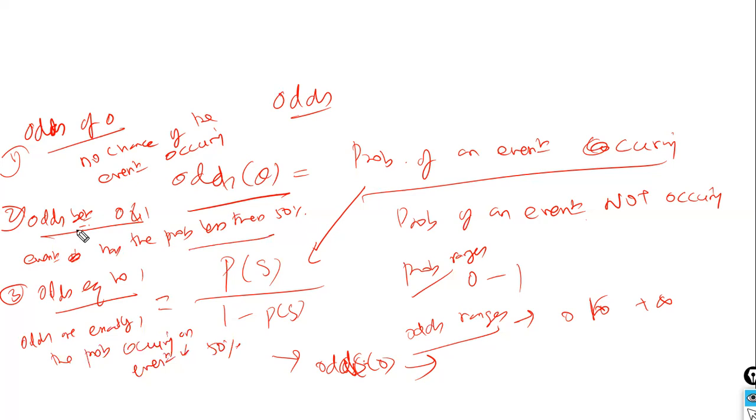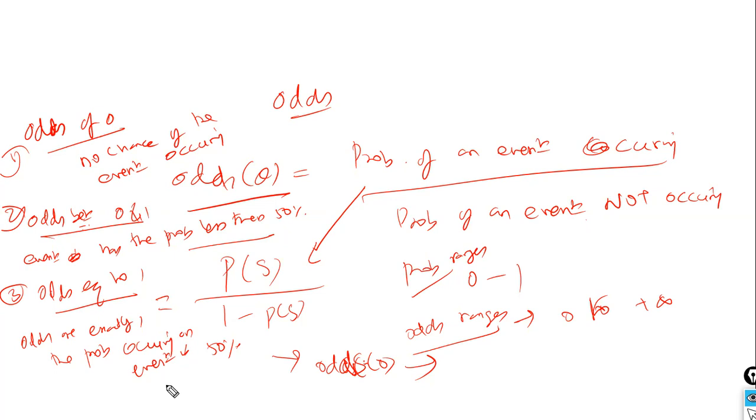Less than 50%, odds are between 0 and 1. If somebody says the chances of winning, the odds of winning is between 0 and 1, it means the event has a probability less than 50%. The odds of winning equal to 1 means the probability of winning is 50%.